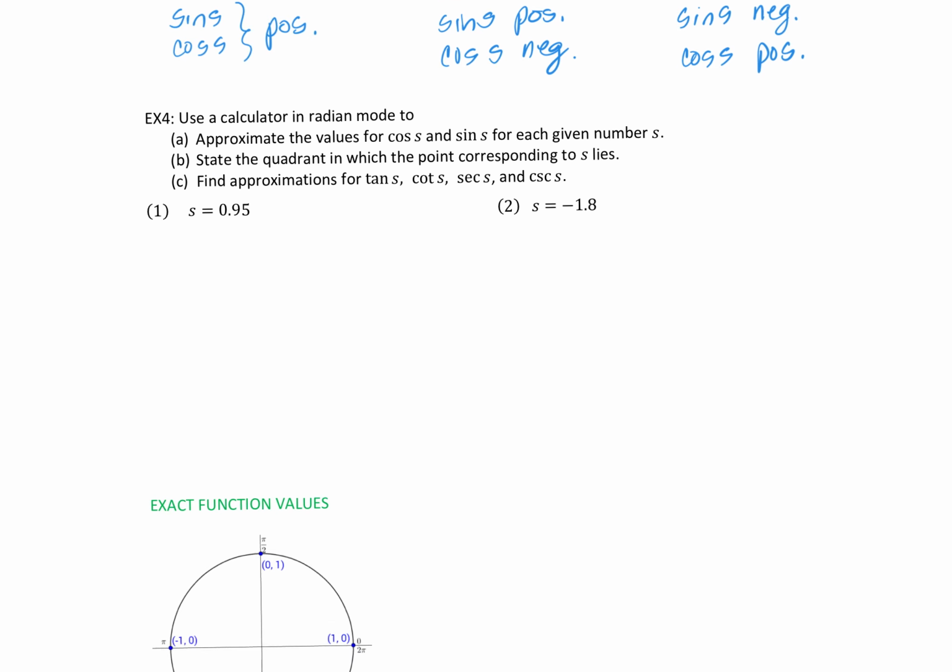Let's continue on with using all of these properties that we've discussed so far. This time we're going to use a calculator. Make sure that when you use your calculator that you are in radian mode. We're not really looking at degrees at all at this point. We are in radians. We want to approximate the value for cosine and sine for each given arc length S. And then we want to state the quadrant in which the point corresponding to S lies. And we want to find an approximation for tangent, cotangent, secant, and cosecant.